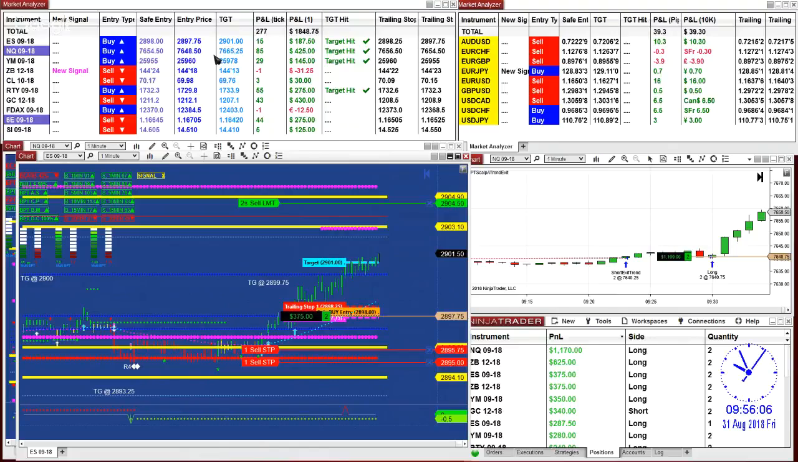We have a new signal on the 30-year Treasury bond. As you see, the direction on the new signal is sell, and the sell entry is 44.18, and the target is 44.13. Now this is the new signal coming up.